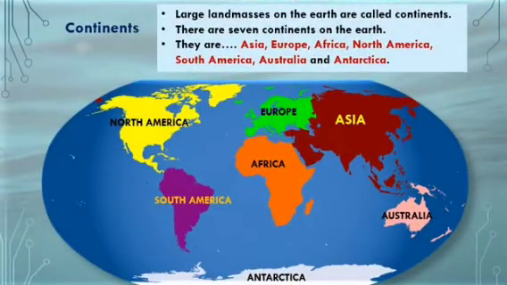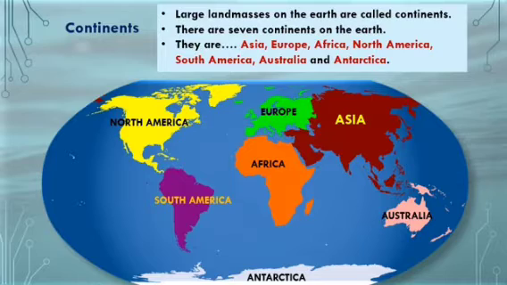Large land masses on the earth are called continents. There are 7 continents on the earth. They are Asia, Europe, Africa, North America, South America, Australia, and Antarctica. I'll repeat. You can also repeat along with me. The 7 continents on the earth are Asia, Europe, Africa, North America, South America, Australia, and Antarctica.